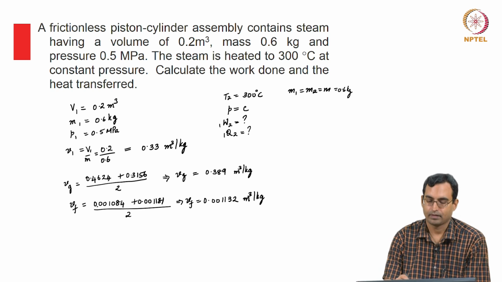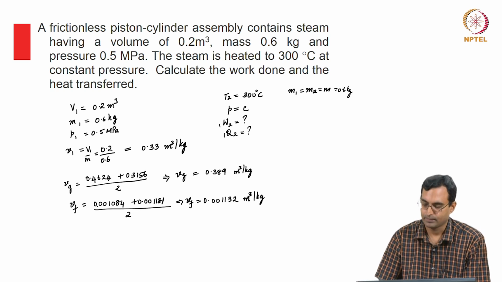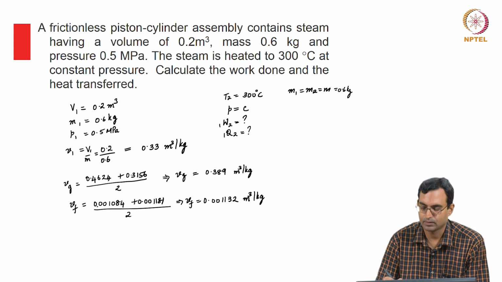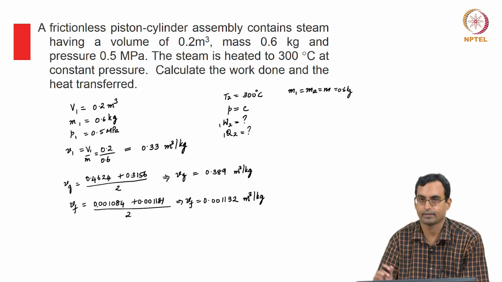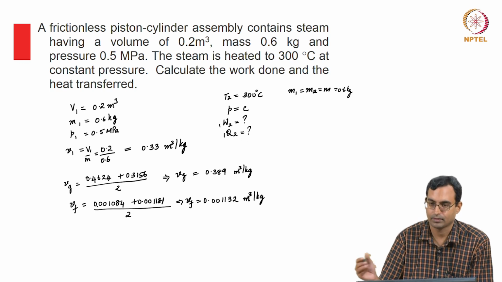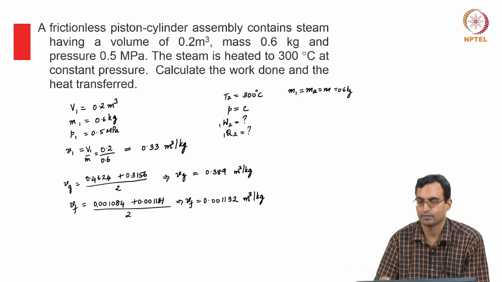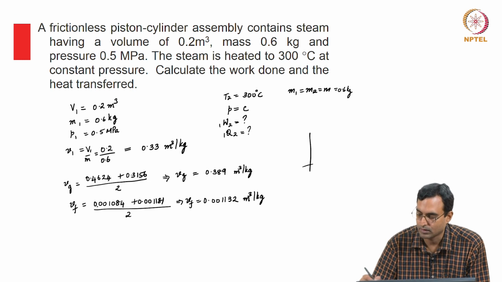So, I actually have a value of 0.33 meter cube per kg. It lies between these two. Therefore, it is greater than Vf, so it should be on the right hand side of the diagram. It is less than Vg, so it must be to the left of the other. So, if I was to draw, for example, a TV diagram.